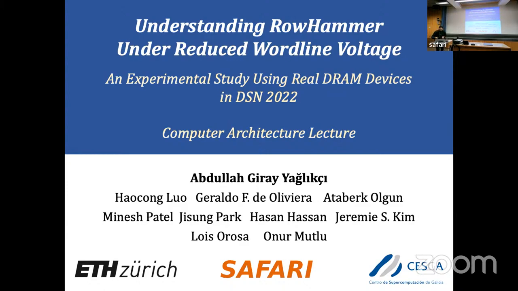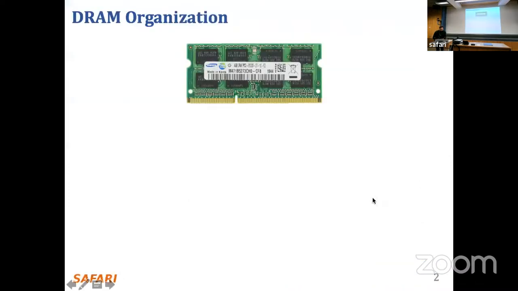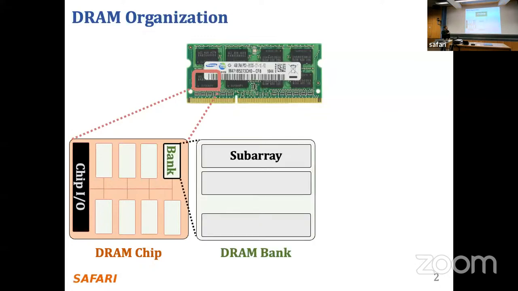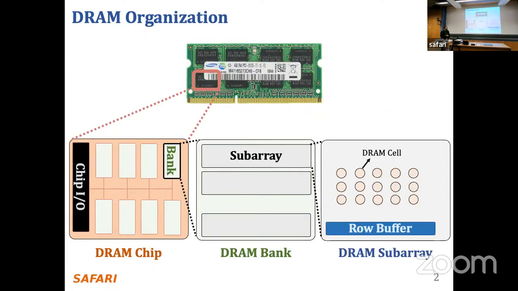Here you see a DRAM module that we use as the main memory in current computing systems. When we look at this DRAM module, each of those black things is a DRAM chip. Within each DRAM chip, we have multiple banks. Each bank consists of multiple subarrays. And within every subarray, we have a two-dimensional array of DRAM cells.